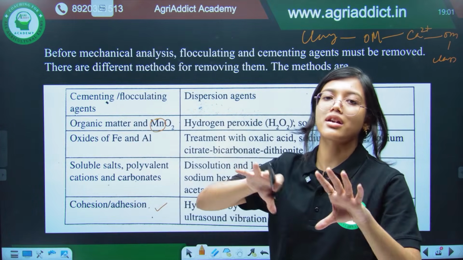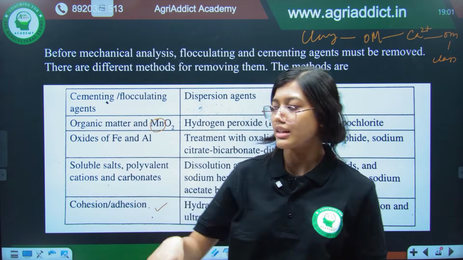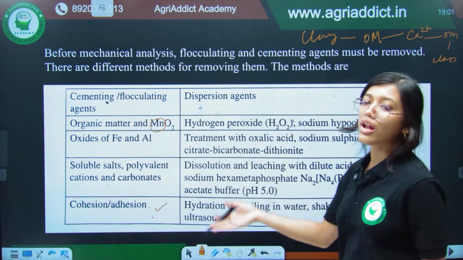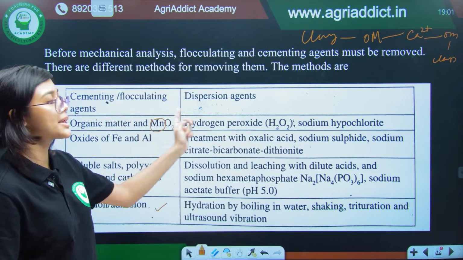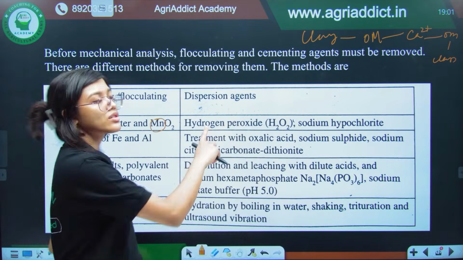We have to disperse the soil. Okay, we have to separate them out. So these are all the different dispersing agents that you should remember. For separating the organic matter, we can use hydrogen peroxide.